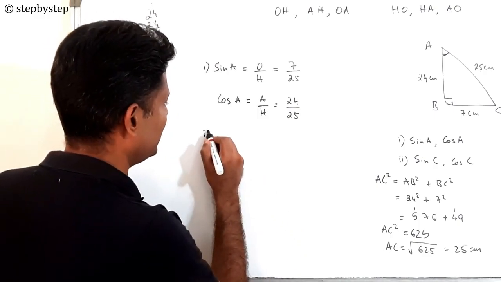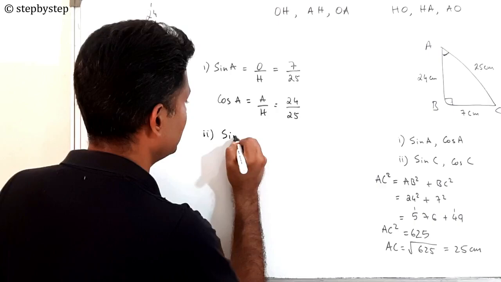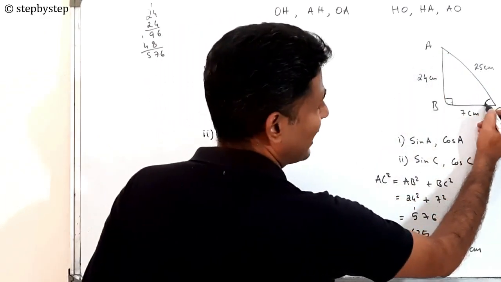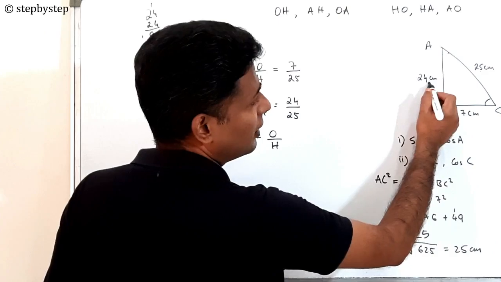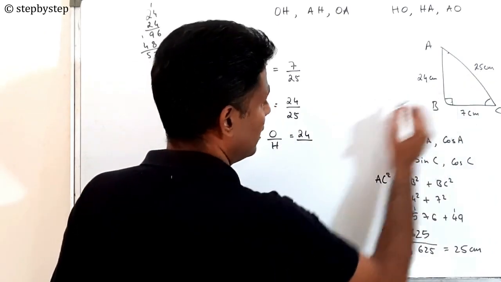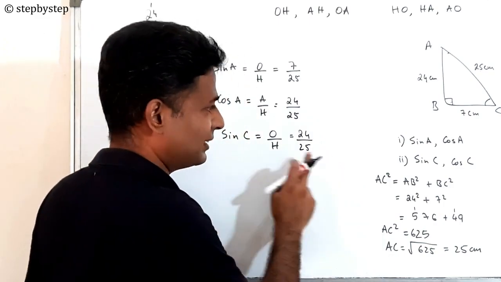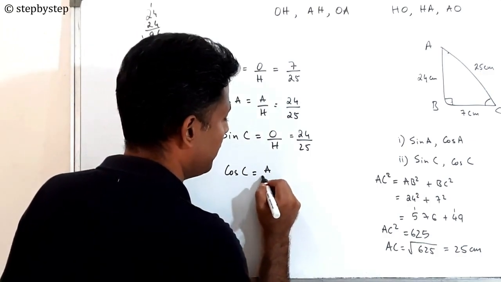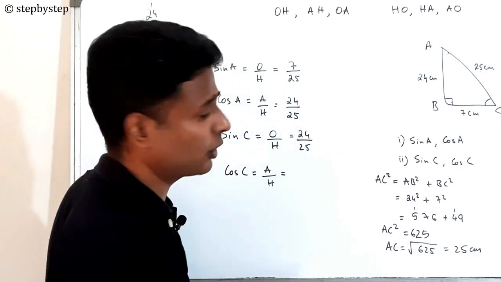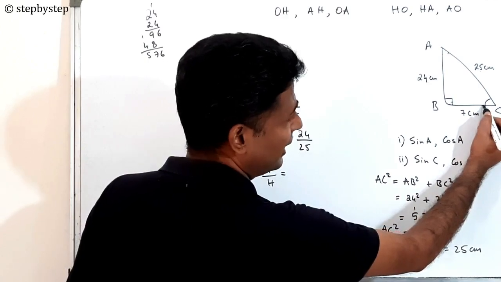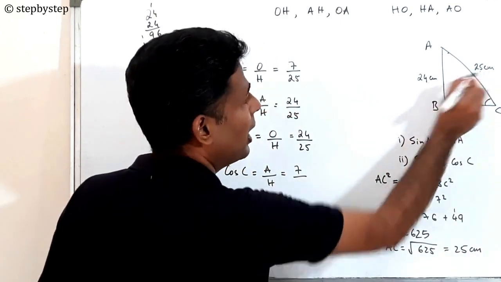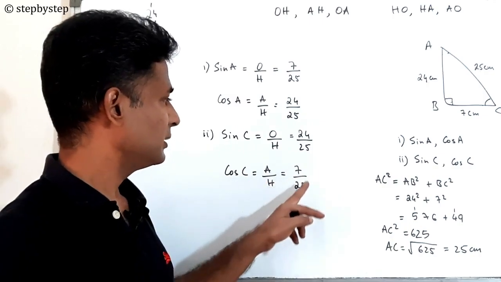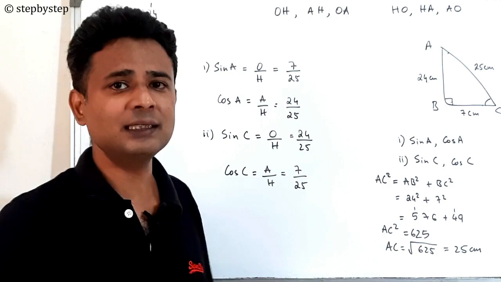Now the second question they have asked us is to find sin C and cos C. So sin C, again sin is opposite by hypotenuse. Which angle is C? This angle is C. So which is the opposite side? 24. And which is hypotenuse? 25. So ratio of sin C is 24 by 25, and they have asked us cos C, which is A by H, that is adjacent by hypotenuse. Which is the adjacent side to this? It's touching this side, which means this is the adjacent side. 7 by hypotenuse, that is 7 by 25. So the ratio of cos C is 7 by 25, or the value of cos C is 7 by 25.